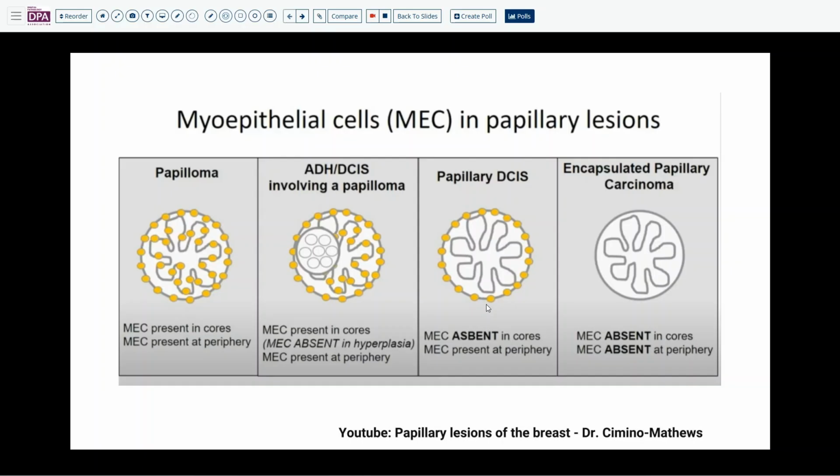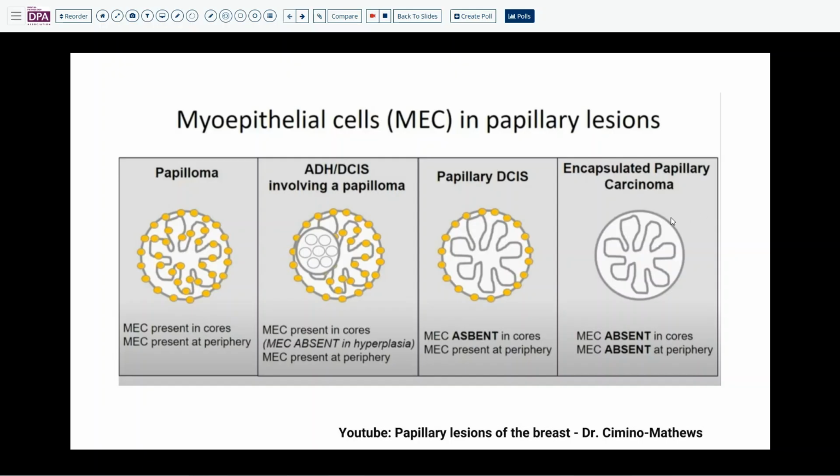That means in low power, we can see this papillary structure. But actually, this is not growing from the basic structure of a papilloma. It's just like a normal variant of DCIS, but this DCIS just grows like a papilloma. So you can see this myoepithelial layer is just in the periphery, and none of them can be found in the papillary structure. So this is papillary DCIS.